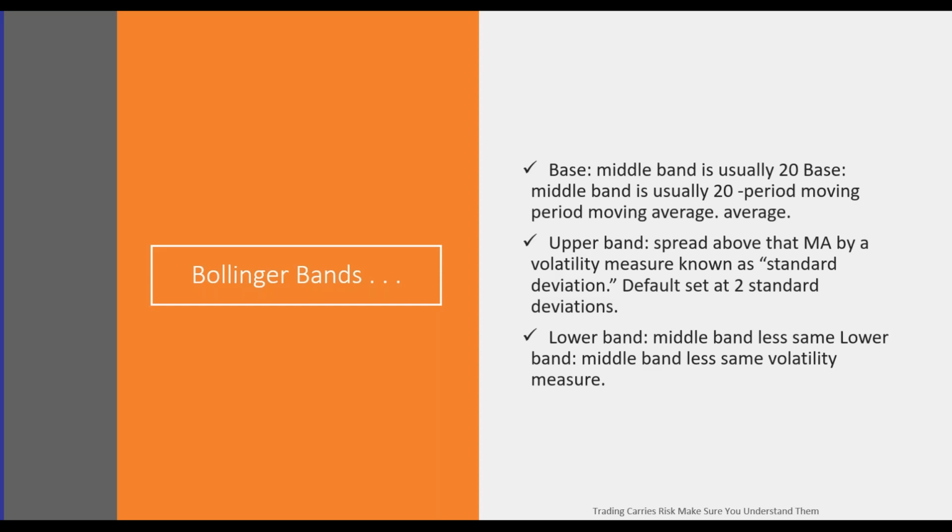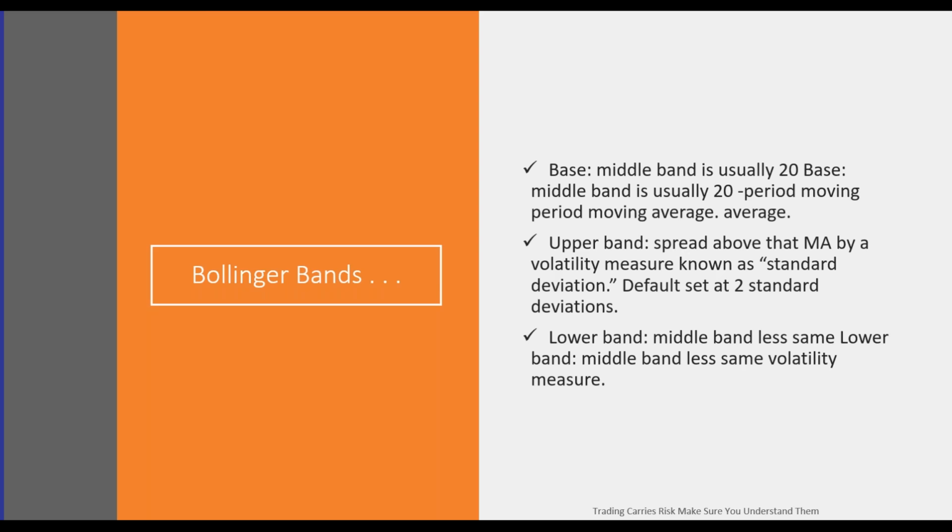So the base of the Bollinger Band is a 20-period moving average. The upper band is above the moving average by the volatility measure known as standard deviation. The default for Bollinger Bands is 2 standard deviations. Now, it's 2 standard deviations above and 2 standard deviations below.